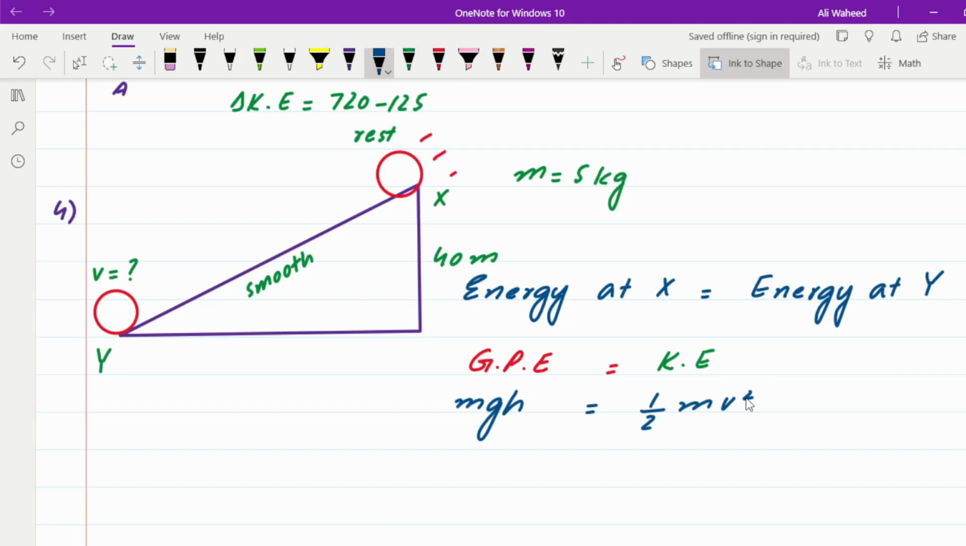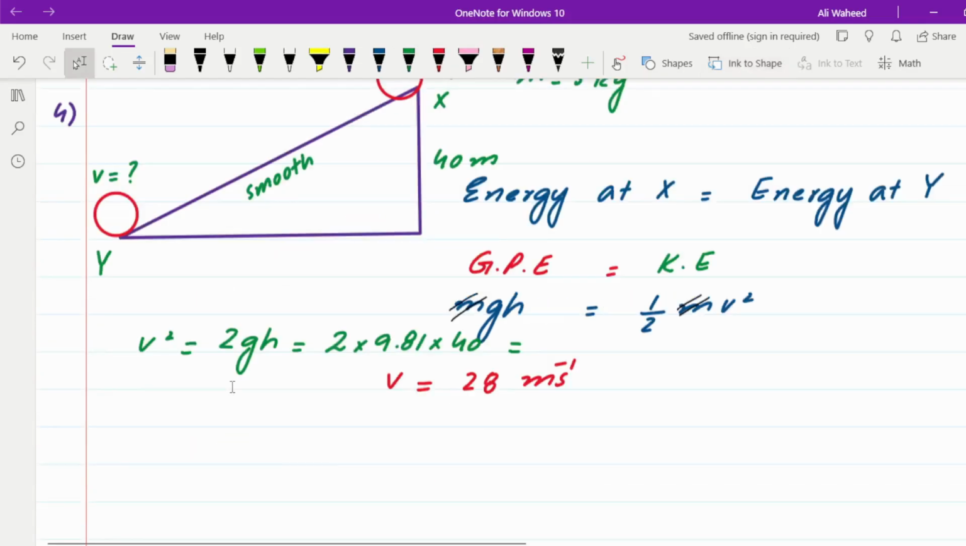So what do we need to find? We need to find speed from here. We can do some of the cancellation, like mass cancelled out on both sides, and we write v square equals 2gh, and then we can take square root of it. So 2 times 9.81 times height, which is 40, then you can take square root of it.